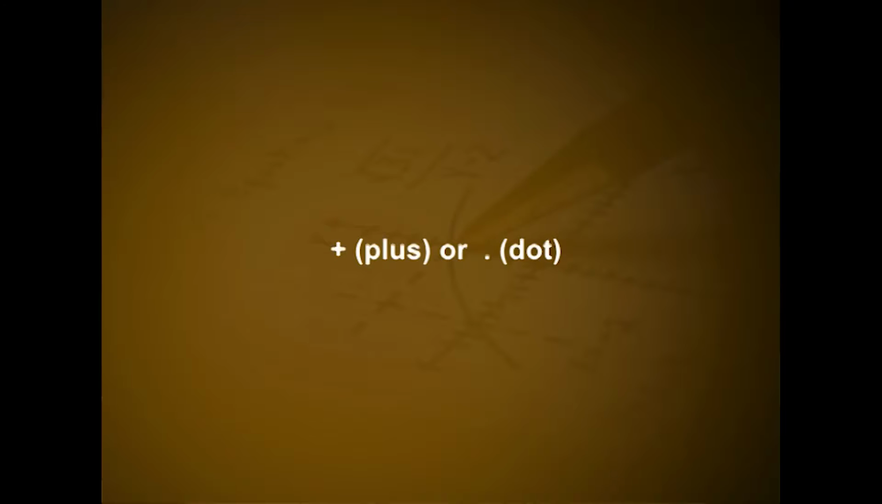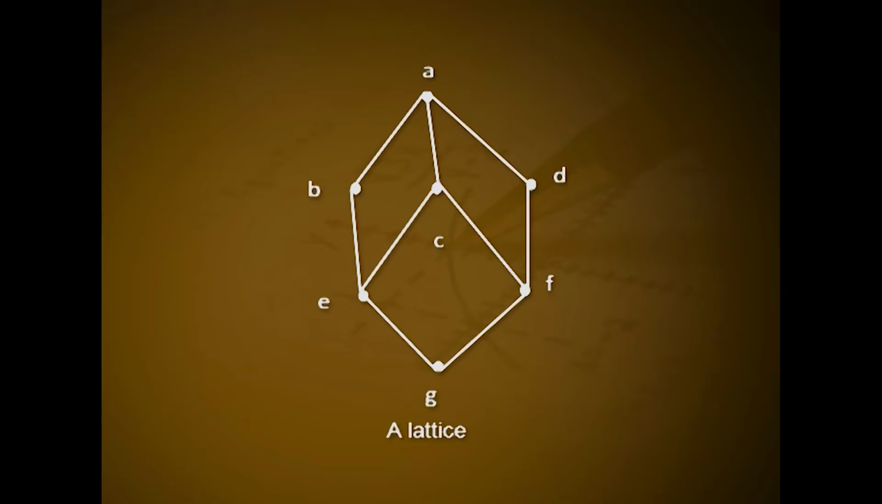We shall also denote plus or dot for join and meet respectively. Here is an example. The algebraic system for the lattice given in Figure 1 is shown in Figure 2. In the first table you can see the join operation of the elements a, b, c, d, e, f, g. For example, a join a is a, b join b is b, c join b is a, etc. And in the second table you can see the meet operation between the elements a, b, c, d, e, f, g. For example, b meet c is equal to e, etc.